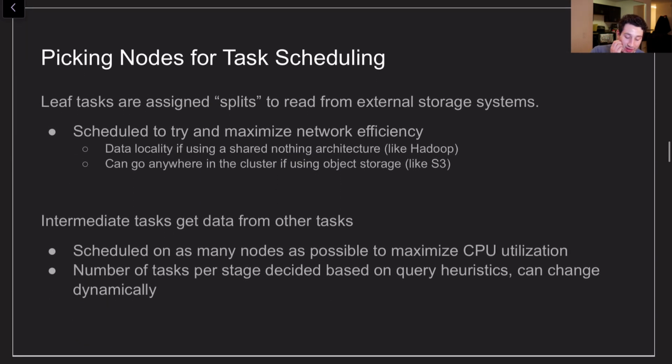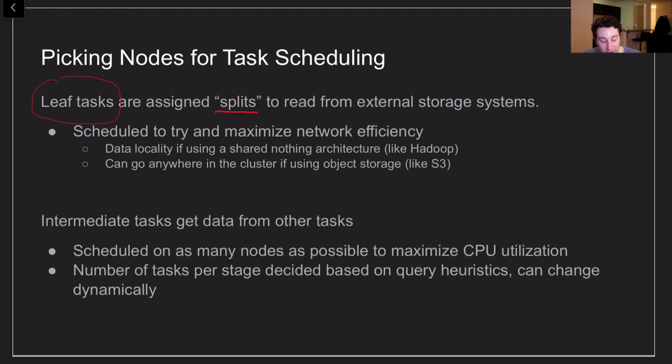Okay, next let's go ahead and talk about picking nodes for our task scheduling. In Presto and Trino, there's this concept of splits, which are only relevant for something known as leaf tasks. Leaf tasks are the ones that read from external storage systems, whether that's MySQL or HDFS or S3 or anything like that. When you have a leaf node read this external storage system, the storage system is going to say, okay, here are a bunch of pieces of data that I want you to read, and those are the splits.